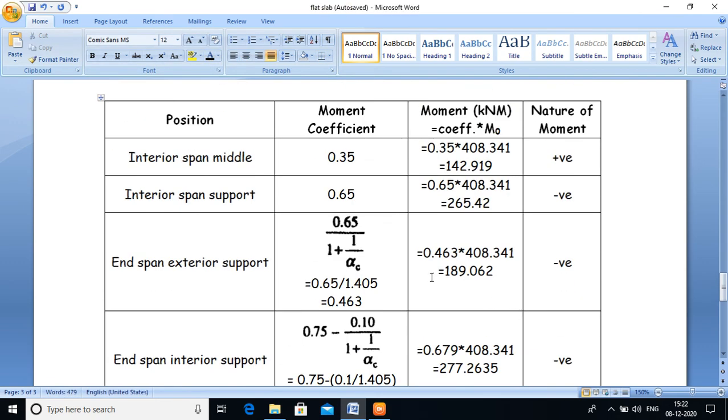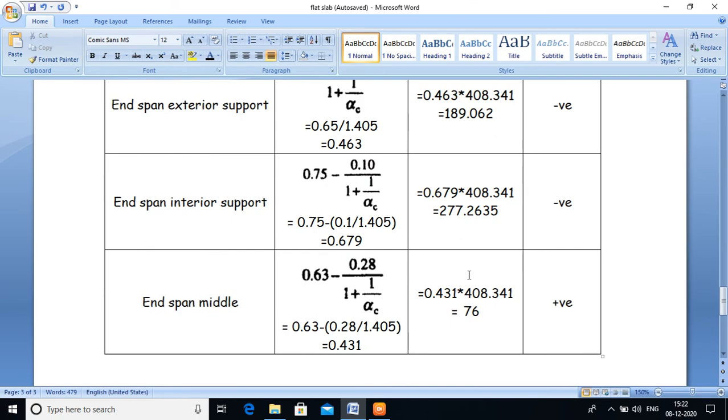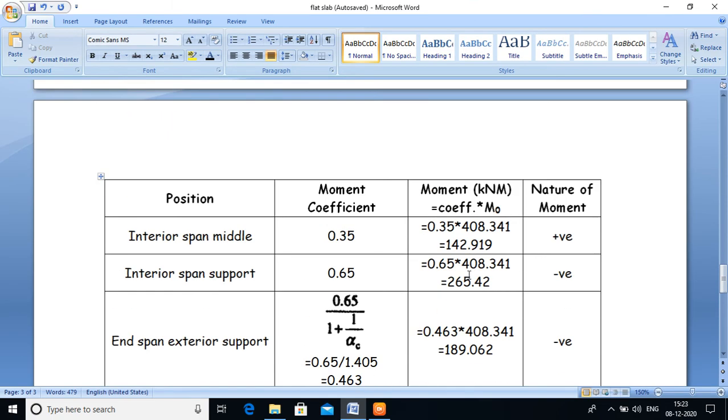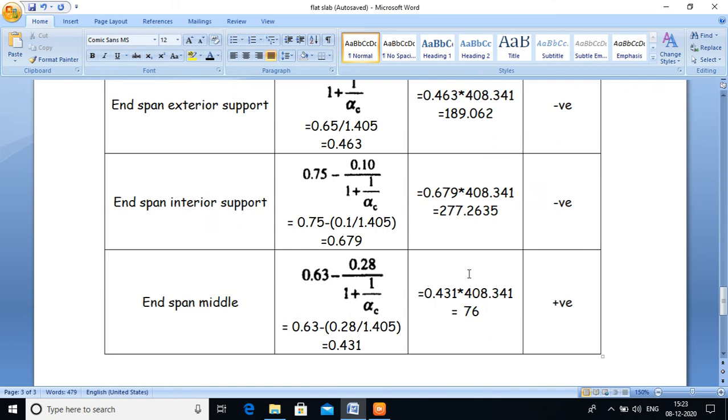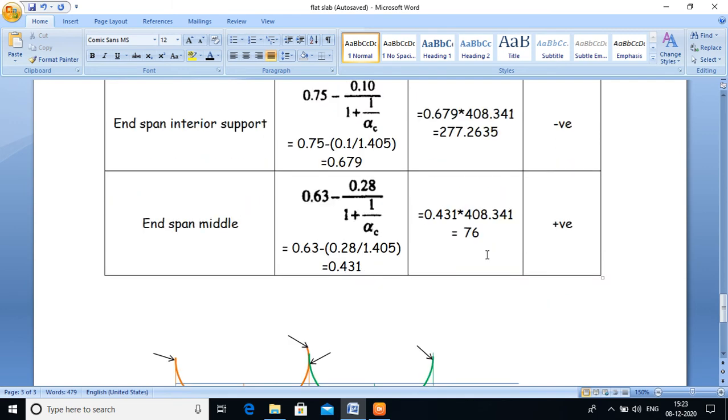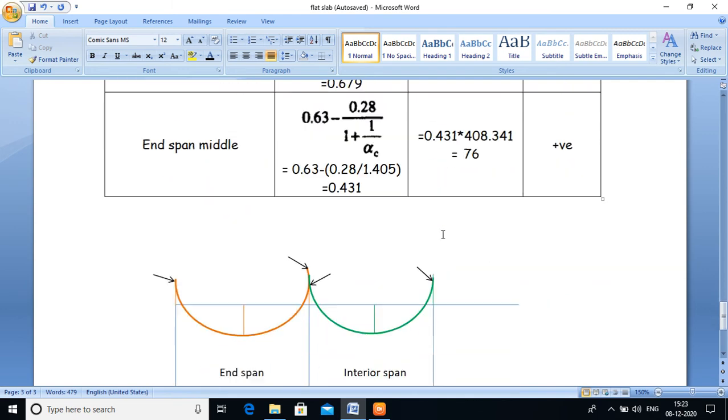So with the help of this table, we calculated the value of moment coefficients and moment values and their nature. So this table is very important. Actually, in the theory exam, they are going to ask the numerical for 10 marks up to this moment calculation. But again, to get a clear view of this numerical, we need to show this moment along the beam.